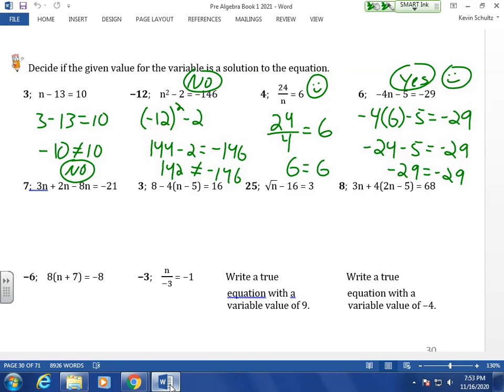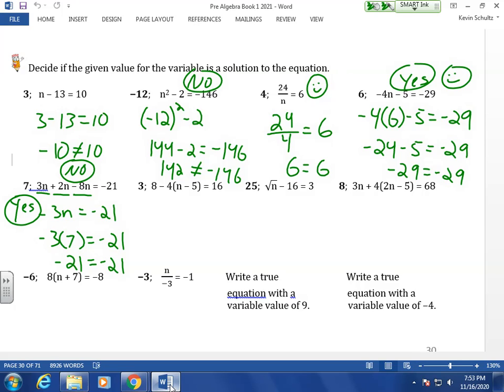Second row, we have 3n plus 2n minus 8n equals negative 21. I have the opportunity here to simplify this a bit, combine like terms. I've got 3n's plus 2n's minus 8n's. So how many n's do I have there in all? 3 plus 2 is 5. 5 minus 8 is negative 3n. So I can combine like terms and I've got negative 3n. Now I'm going to plug my 7 into that. Negative 3 times 7 is negative 21, which is the same as negative 21. So yes, this one works as well.